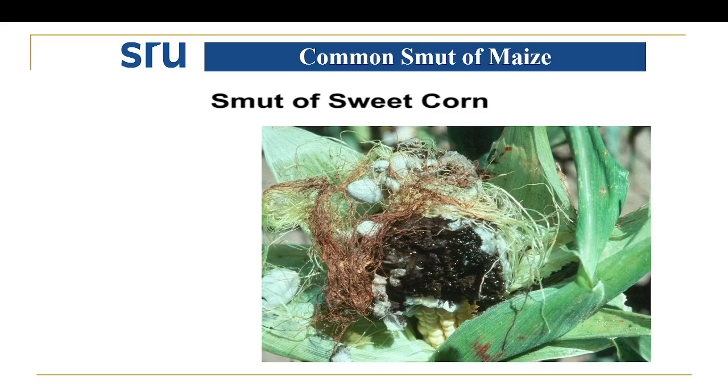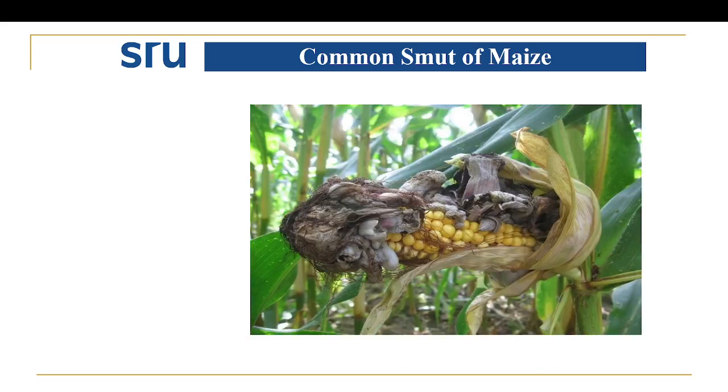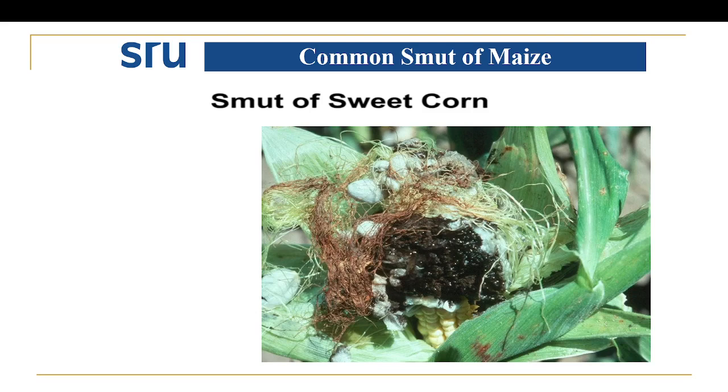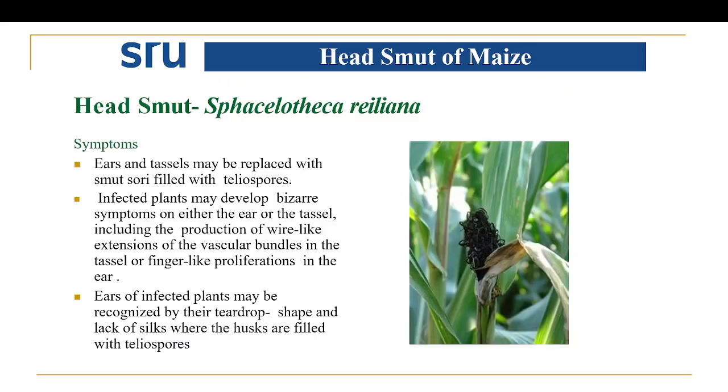So these are the different types of symptoms of common smut in maize. On the smut of sweet corn, you can see formation of galls on the infected corn. These galls are initially covered with a thin white silvery membrane. When this membrane ruptures, it will release a black powdery mass of spores. These spores are nothing but the teliospores of the pathogen. There are different types of smut present in maize.